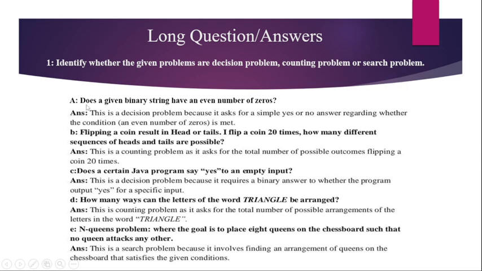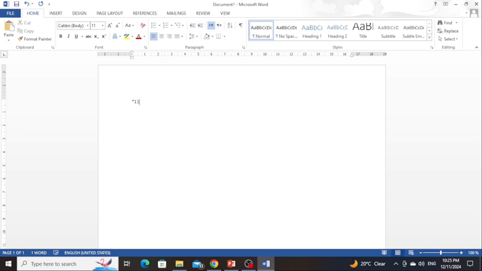And this is the first part of this question. Does a given binary string have an even number of zeros? First of all, we need to understand the concept of this question. It means you need to look at a binary string made up of zeros and ones. For example, we enter any value in the form of binary string. So count how many zeros are there in the binary string? 1, 2 and 3 zeros. In this string there are 3 zeros.